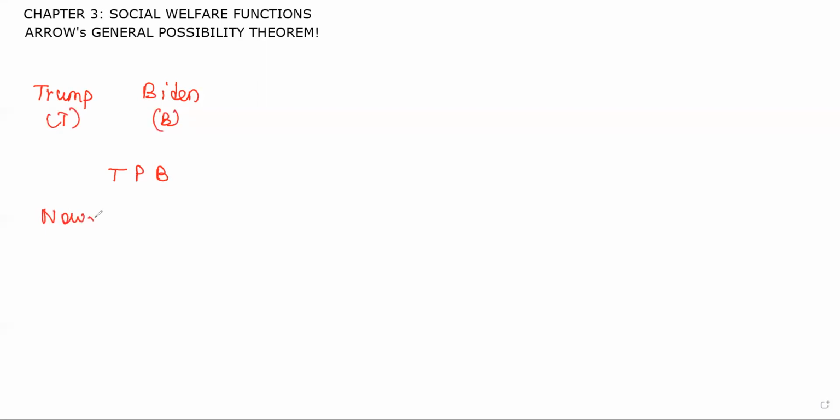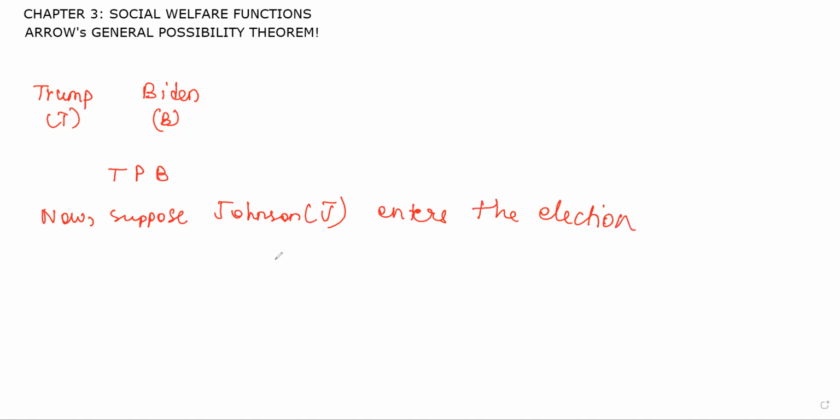Now, suppose, let's say Gary Johnson, J, enters the election. Now, society may prefer Trump to Johnson, Biden to Johnson, they may prefer Johnson to Trump. There could be various orderings. The preference between T and B remains the same. What does this mean? It means that my preference or society's preference between Trump and Biden should not depend on who else is in the election. This is called the independence of irrelevant alternatives.